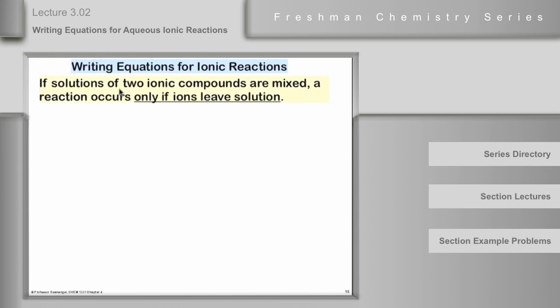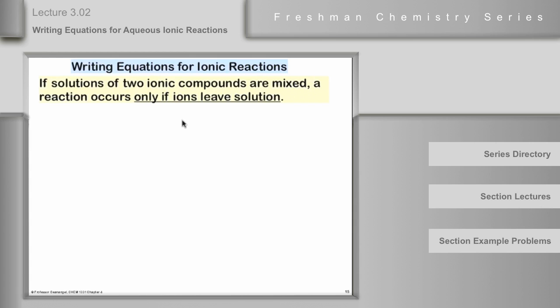Well, the rule is that if you combine solutions of two ionic compounds, and you could write this as two electrolytes if you wanted to, because that really applies too, if they're mixed up, a reaction is said to occur only if ions leave the solution somehow. How could ions leave the solution? It might be a precipitate forms, right?